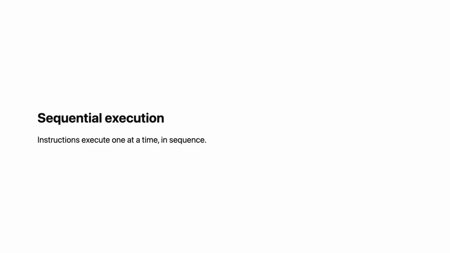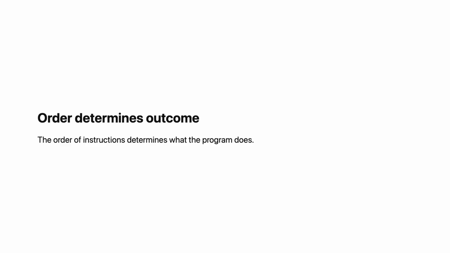Because instructions execute in order, the order determines the outcome. Let me say that again. The order of instructions determines what the program does. Consider two instructions: put on socks and put on shoes. If you execute them in order, socks first, then shoes, you get a sensible result. Socks under shoes. If you reverse the order, shoes first, then socks, you get a different result. Shoes under socks. That is not what you wanted. The instructions are the same. The order is different. The outcome is different.